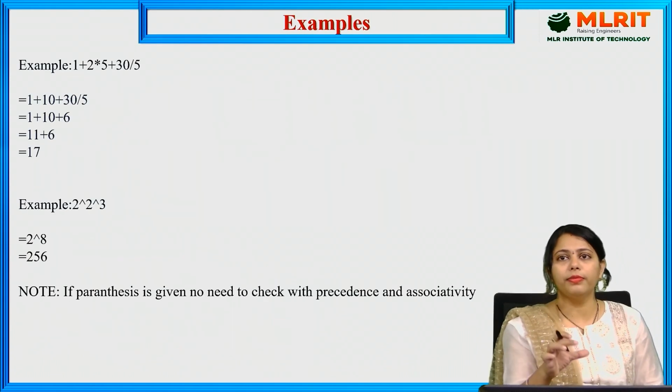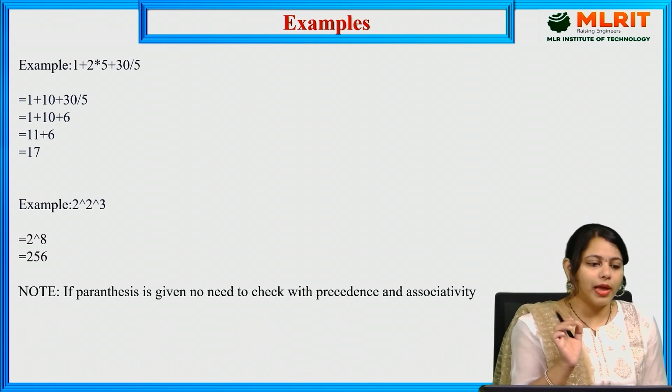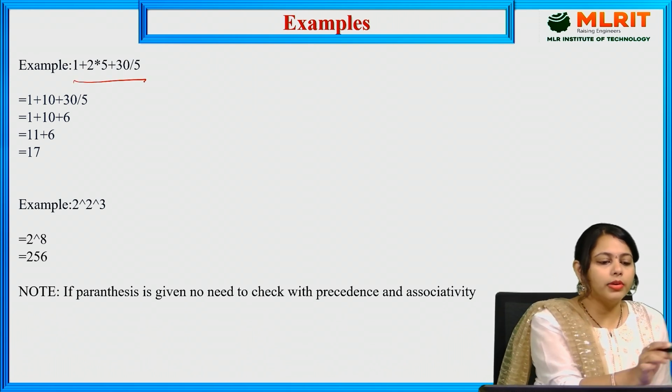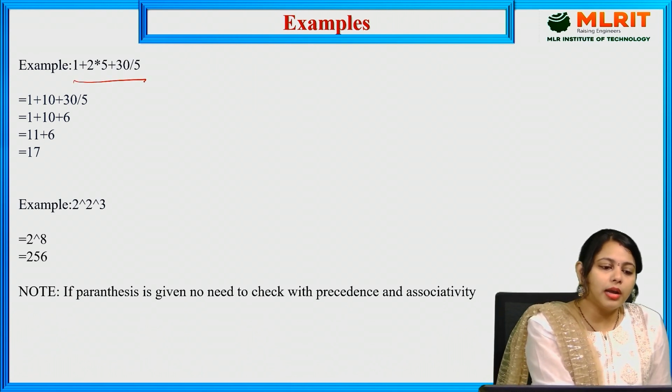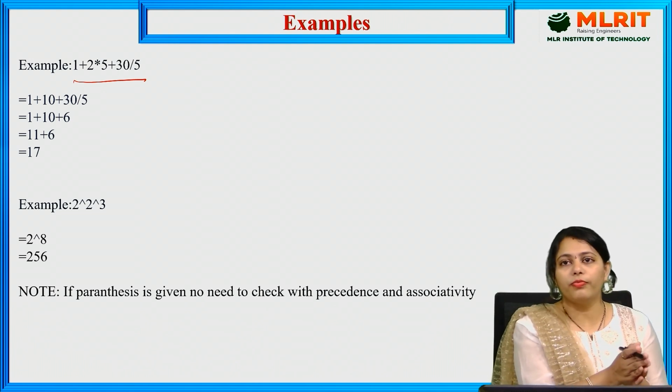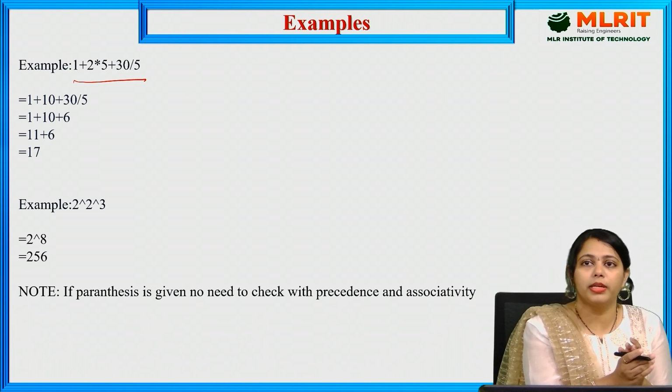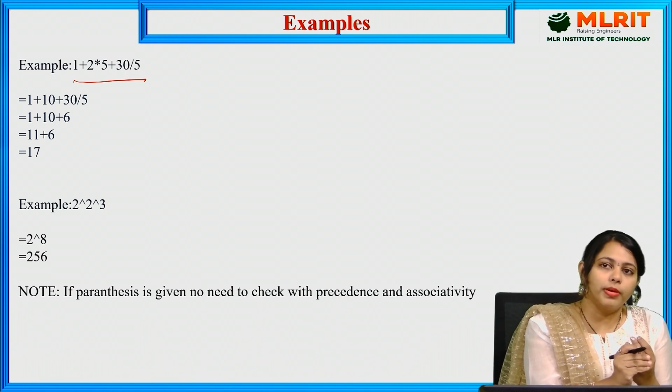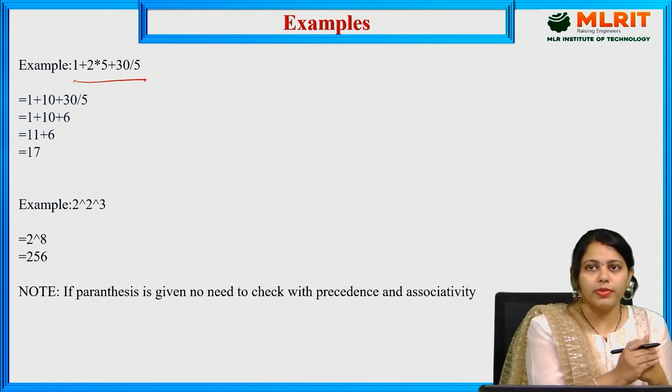So let us see a few examples of how we are going to evaluate them. The example I have here is 1 + 2 * 5 + 30 / 5. Here we have multiple operators, so depending on these operators, we'll follow the precedence rule and evaluate.